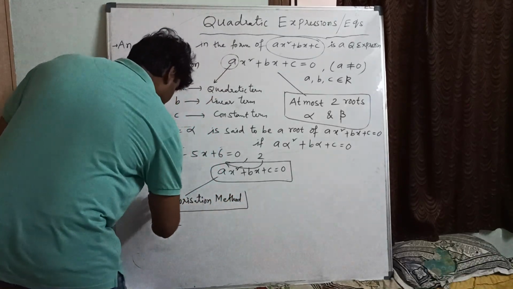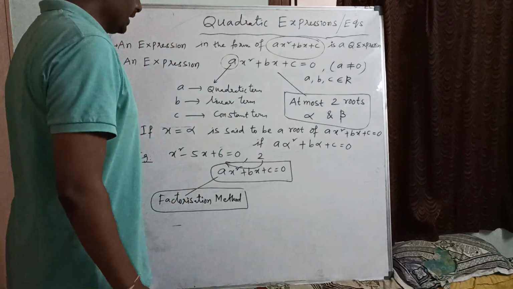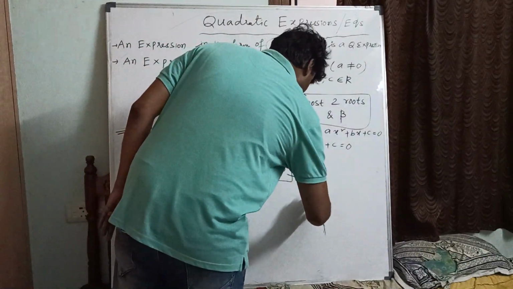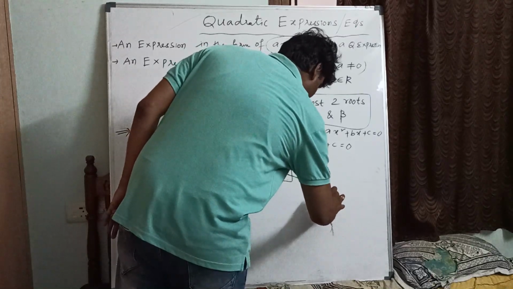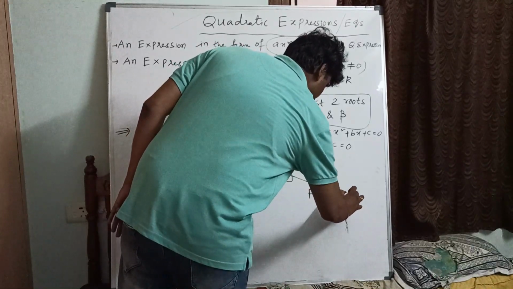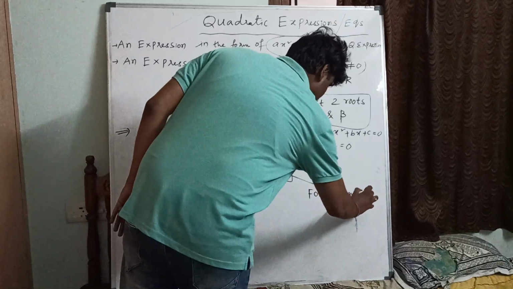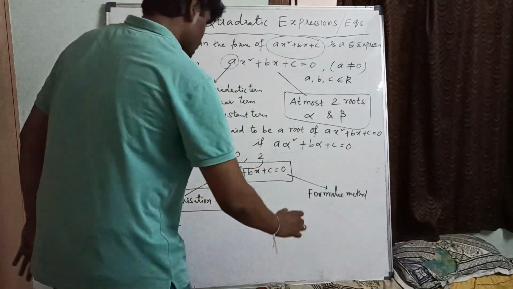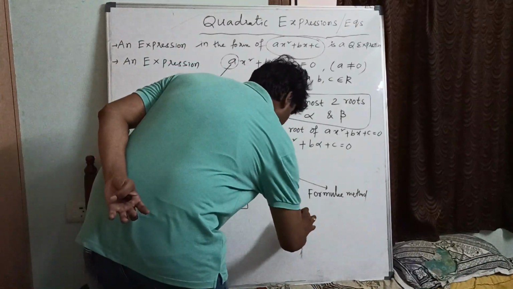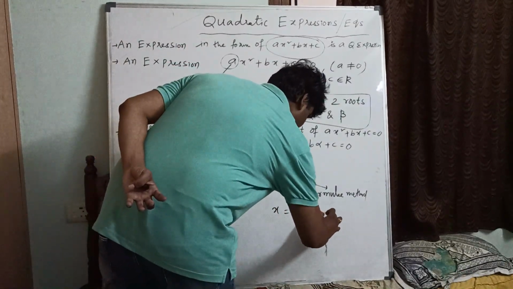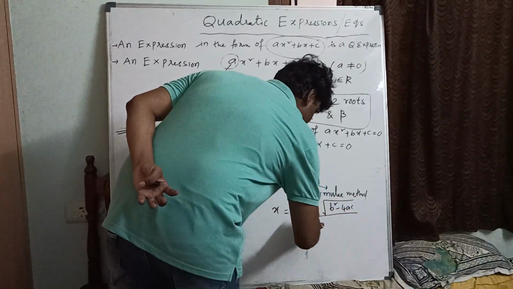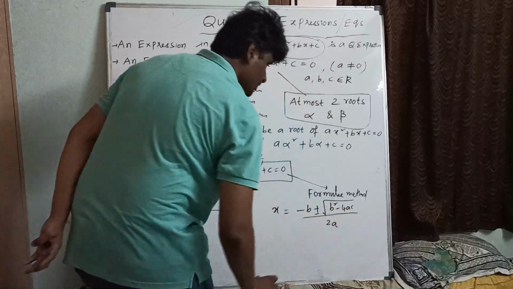So we have learned about factorizing quadratic equations, all these things till 11th class. Factorization method and formulae method. What is that formulae method? Whenever factorization is not possible, mostly we will go for the formula. So what is that? x equals minus b plus or minus root b square minus 4ac by 2a.